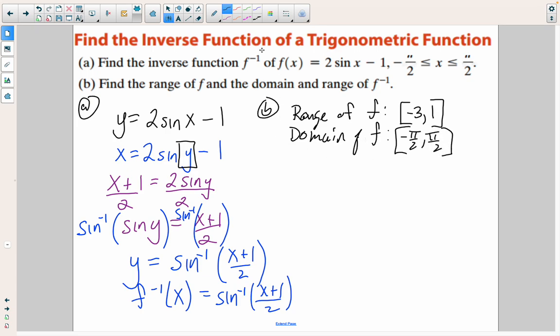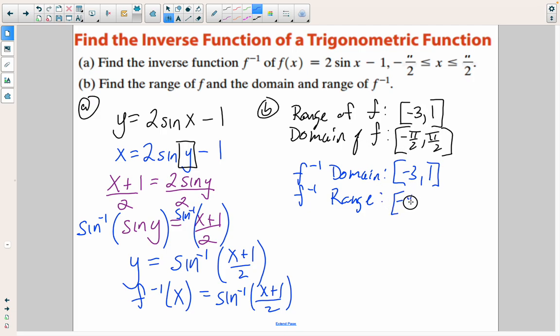Now, for f inverse, we know that the range and domain of f flip for f inverse. So f inverse domain will be -3 to 1. F inverse range is the domain of f. So the range is negative pi over 2 to pi over 2. And there we have how to find the inverse function of a trig function.